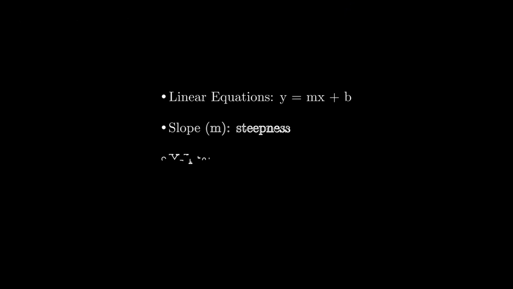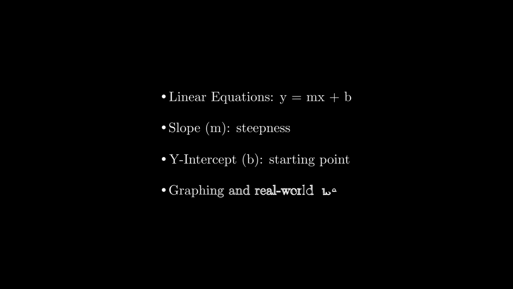Finally, remember, linear equations follow the form y = mx + b, where m is the slope, calculated by rise over run, and b is the y-intercept. We learned to graph by plotting the y-intercept and using the slope, and saw real-world examples like gym fees and physics.